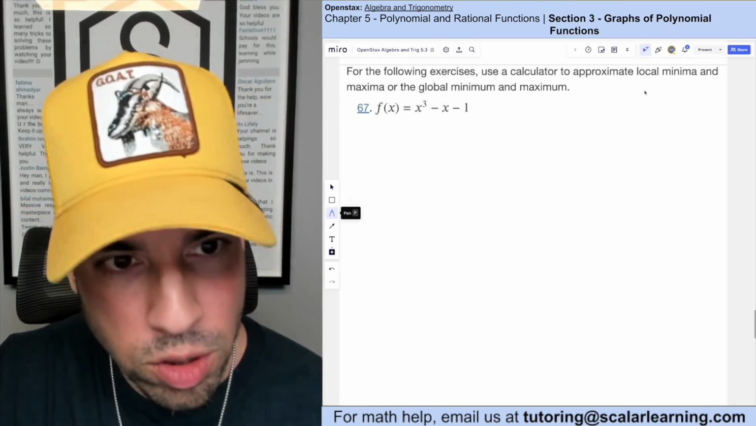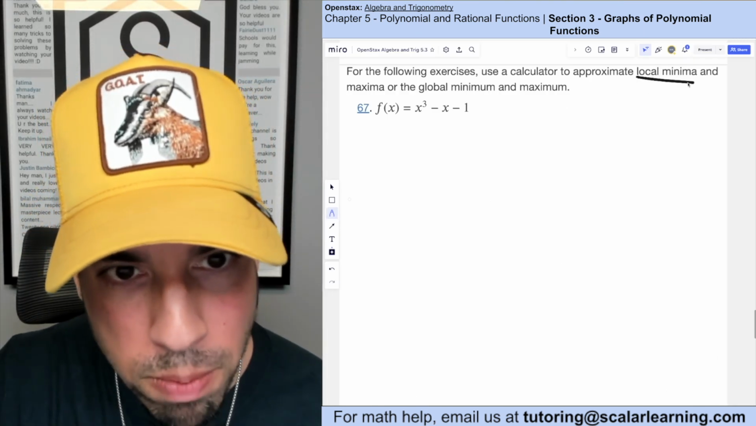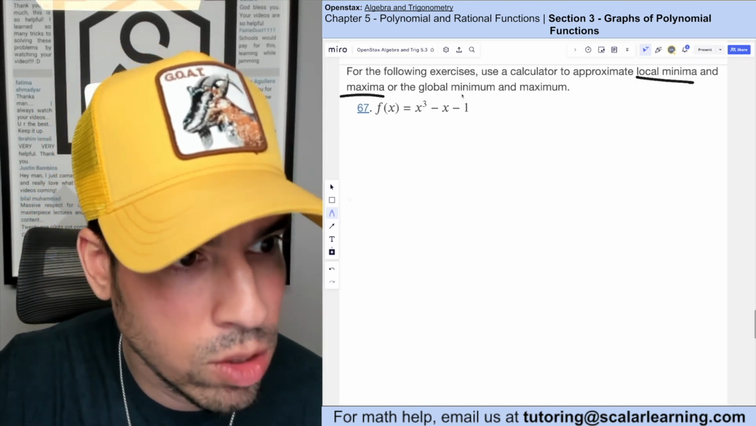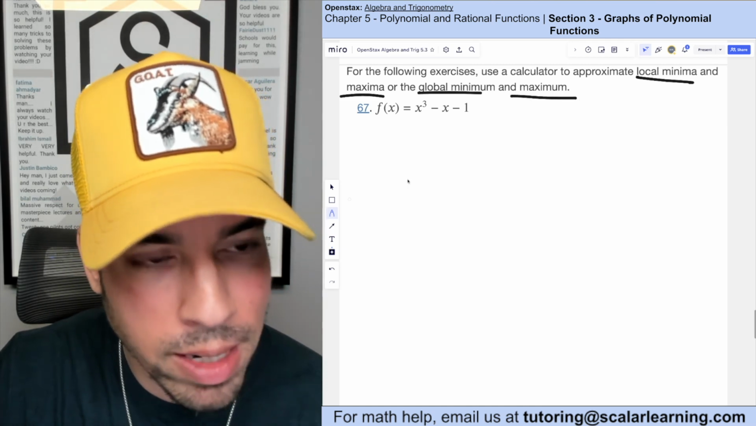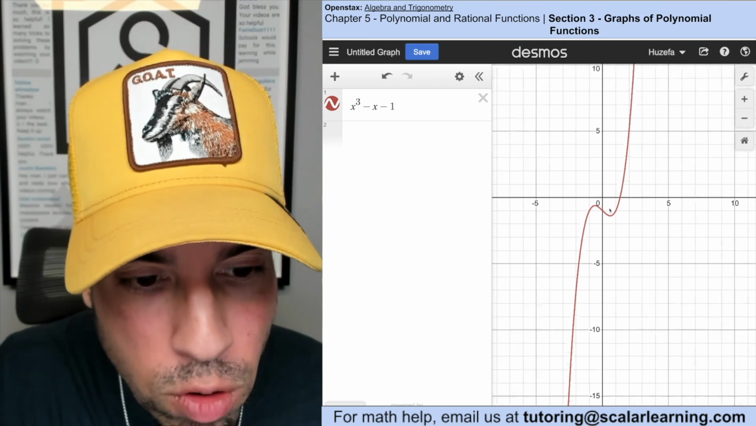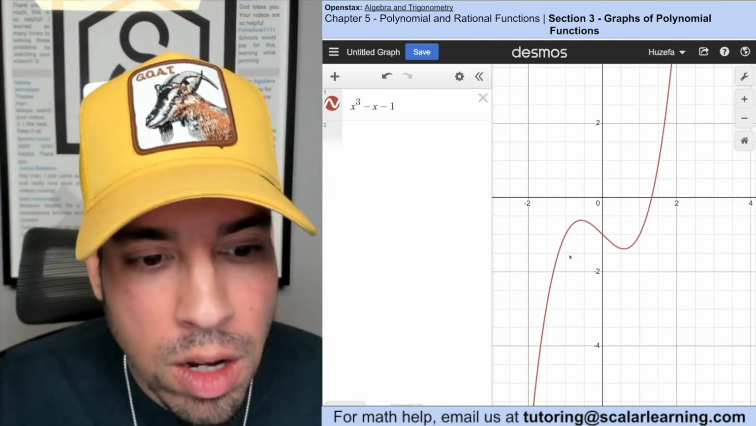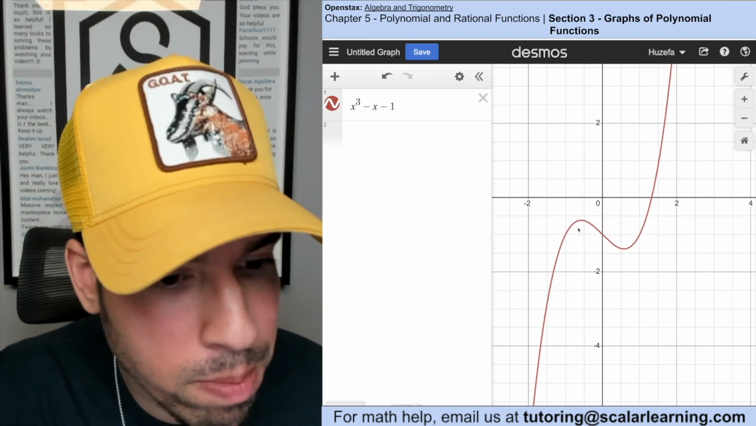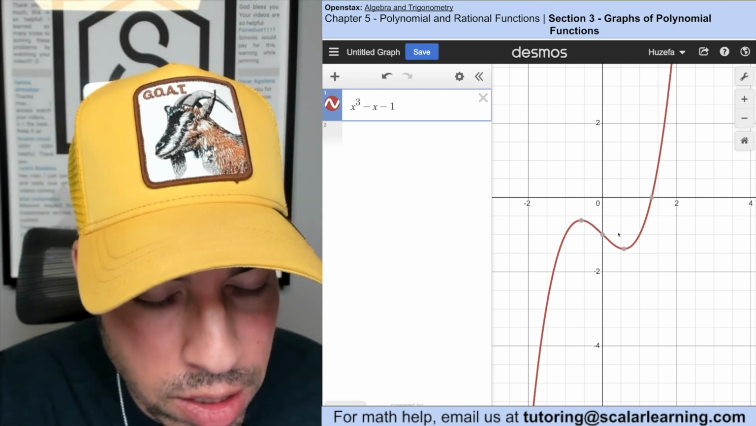So for this one, we're going to use a calculator to approximate the local minima and maxima, as well as the global min and global max. So we're going to use Desmos to solve this. Now the question is, what is a local max and what is a local min? A local max is the top of a mountain, top of a hill, which we have right here. So you can see it.